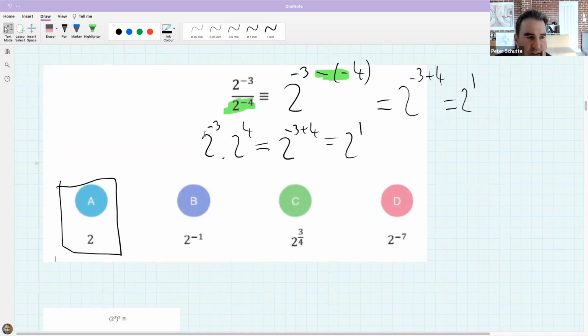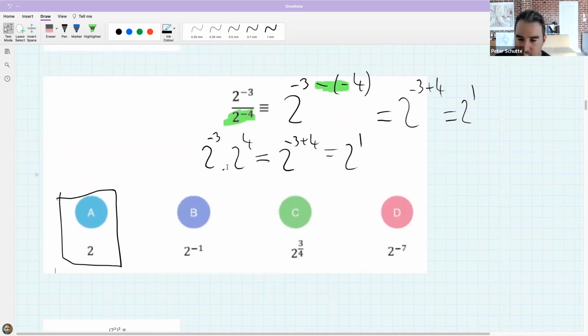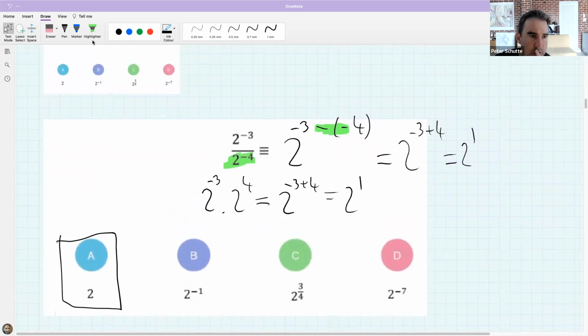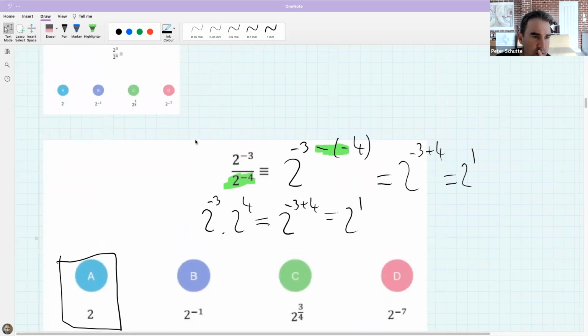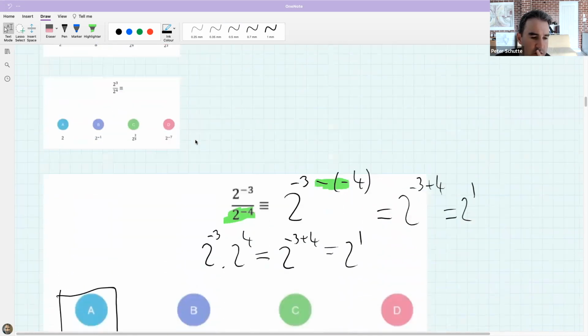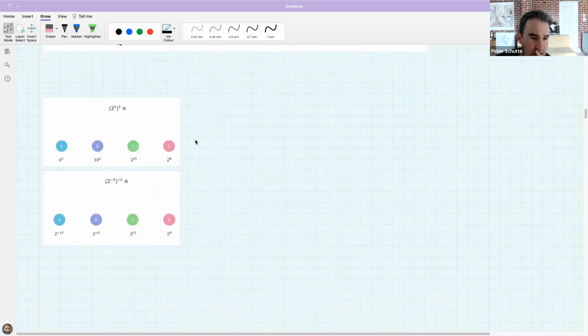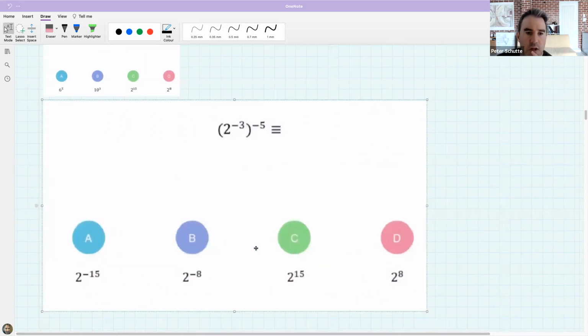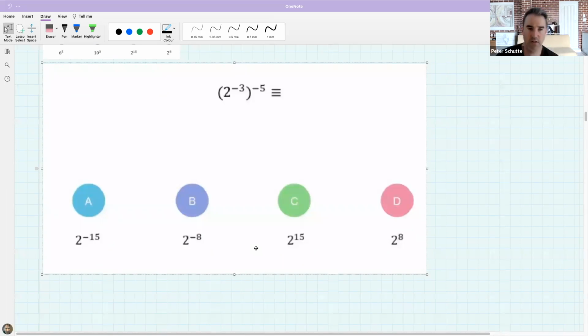Any questions or comments about that? There was a nice debate in the chat. Maybe we should do, do we have another one? Oh, that's quite straightforward. Okay, let's do this one. What is the answer to this one? 2 to the power of minus 3 to the power of minus 5.